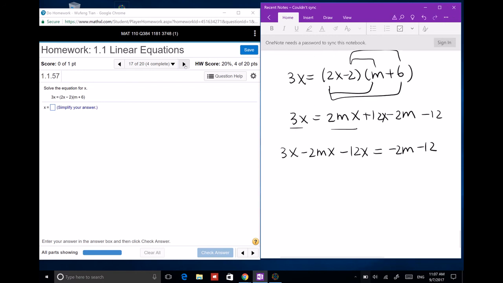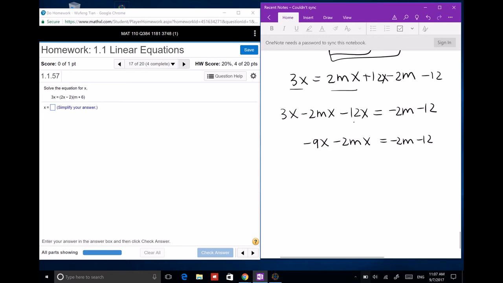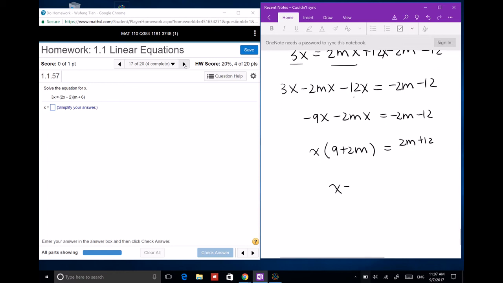So 3x minus 12x is minus 9x, minus 2mx, equals negative 2m minus 12. If I divide everything by negative, all the negatives go away. So x times (9 plus 2m) equals 2m plus 12. Divide both sides by 9 plus 2m. So x equals (2m plus 12) divided by (9 plus 2m).